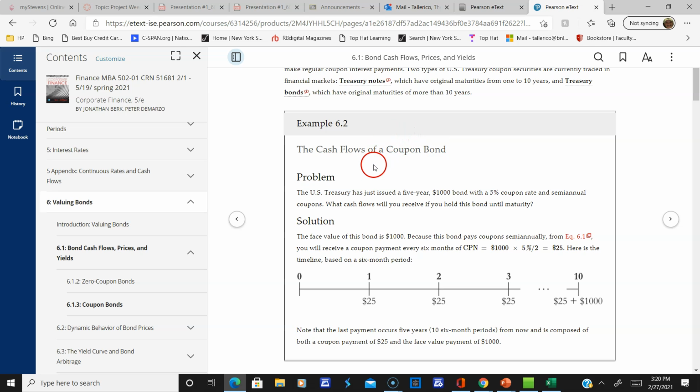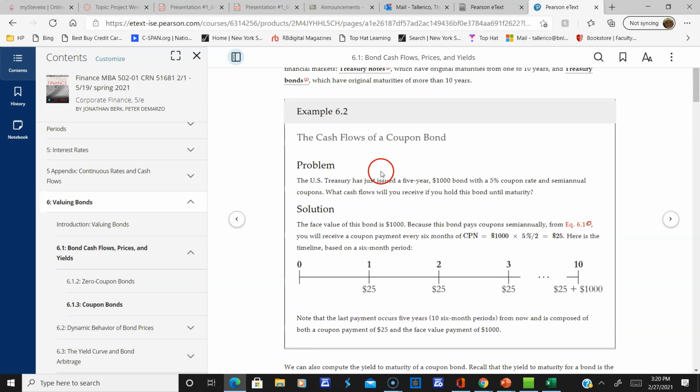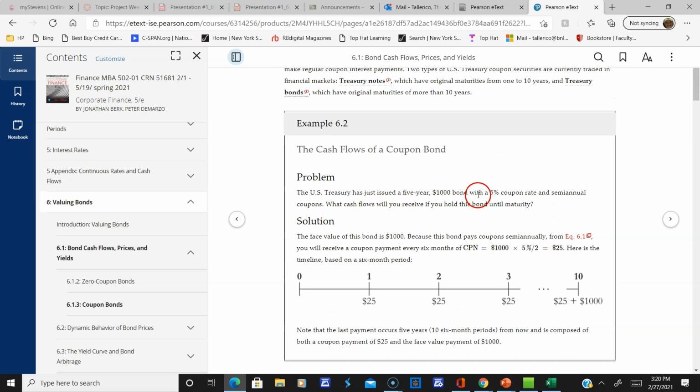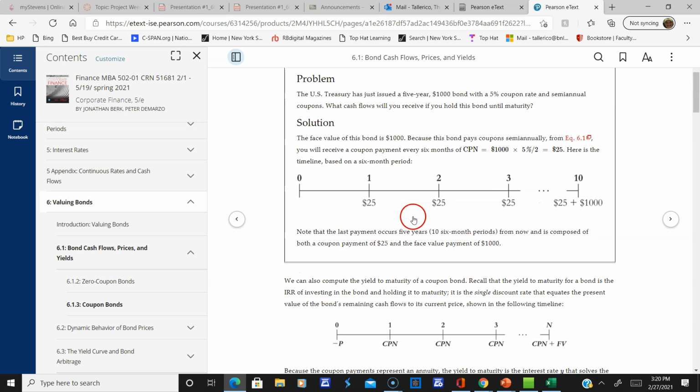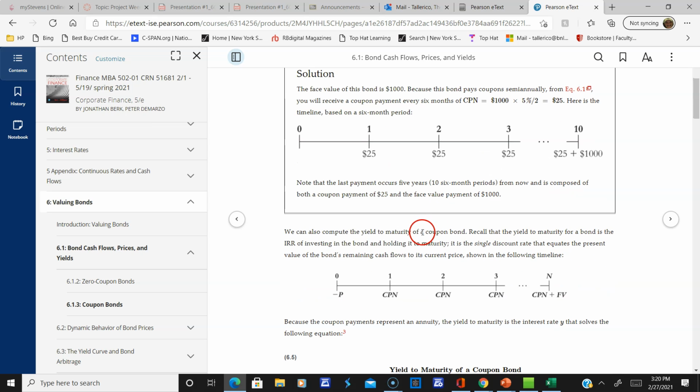Here's the cash flow of a coupon bond. $1,000, 5% coupon, semi-annual. That means $50 a year divided by 2 is $25. Everyone see that right here? Here's the timeline, and then you get your money back at the end of the 10th year. I don't know why they didn't show the original price you paid. I guess they're just showing you the coupons and your final payment.